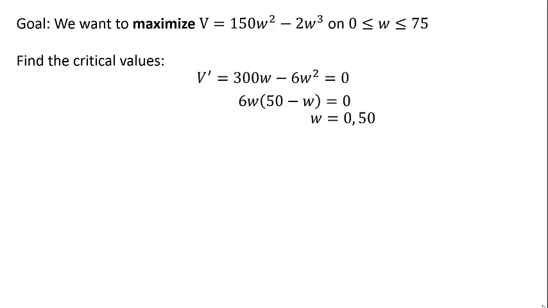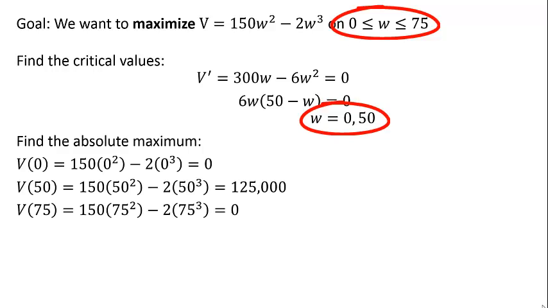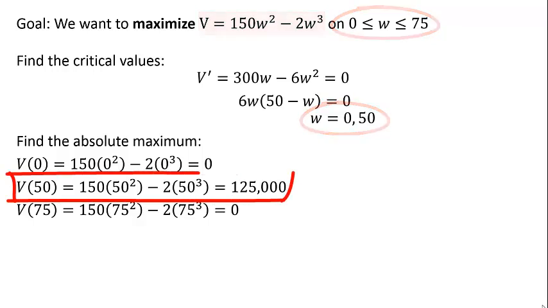We must now check to find our absolute maximum. Since we are on a closed interval, we can evaluate our original function at our critical values and at the endpoints of our interval to see which value is the largest. So we plug in our critical values and our endpoints into the original function. The largest volume is 125,000, which occurs when W equals 50.